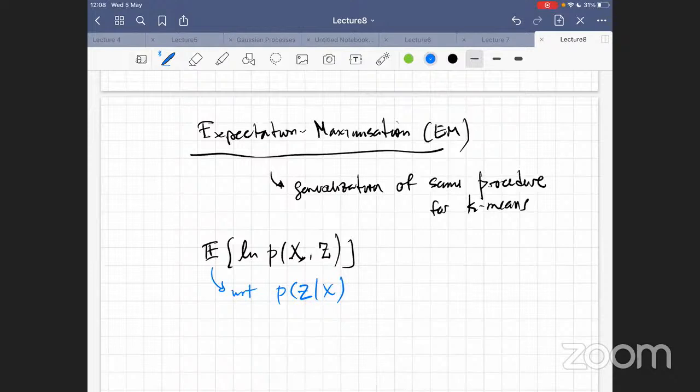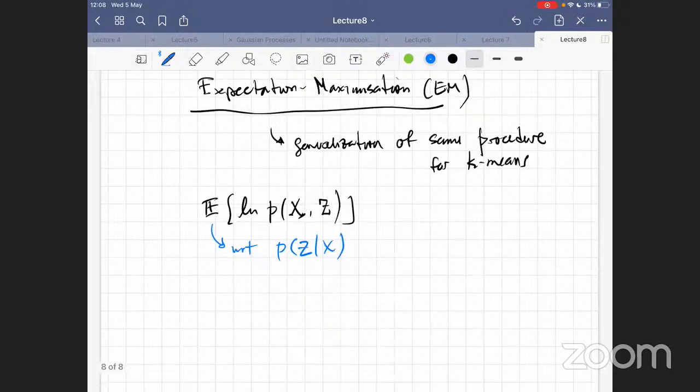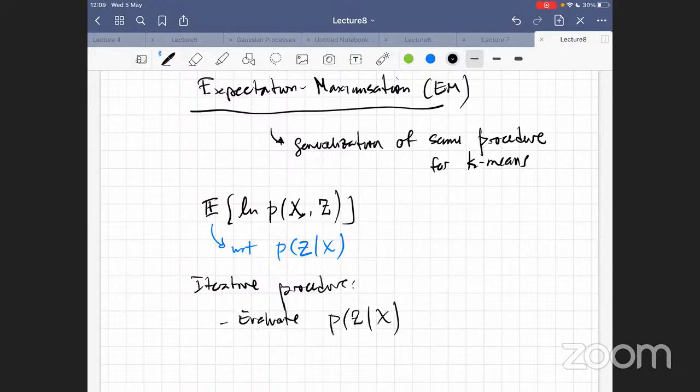Okay, so the way to go is the following. Imagine that you have an iterative procedure, and in this iterative procedure, you first evaluate the posterior with respect to, let's say, the values of the parameters of the previous iteration.